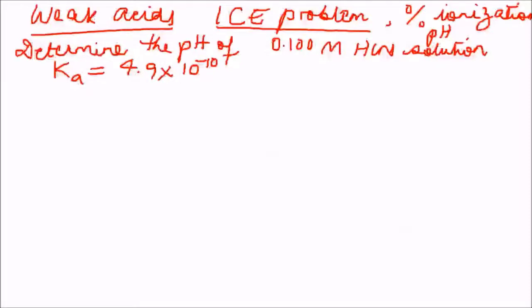Hi class, what I want to do in this short screencast is to go over the ICE problems pertaining to weak acids one more time and try to connect them again with the percentage ionization and how to determine the pH. The question here is, determine the pH of 0.100 molar HCN solution. Recall HCN is hydrocyanic acid, and we have a Ka given to us as 4.9 times 10 to the negative 10, so that's a really small Ka, and that tells me that this must be a weak acid.